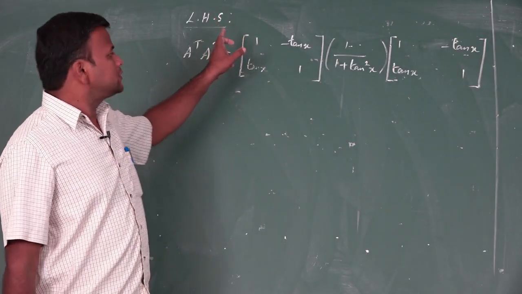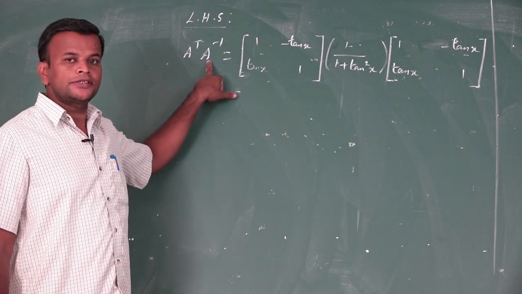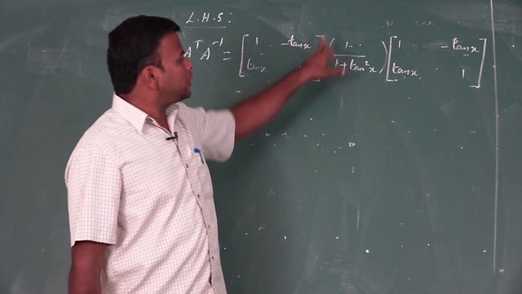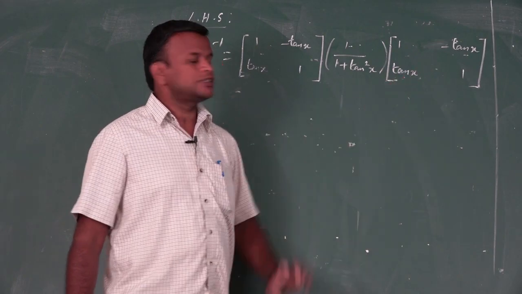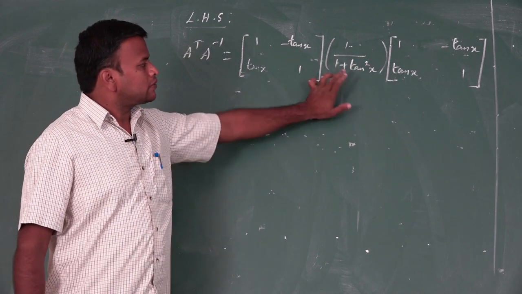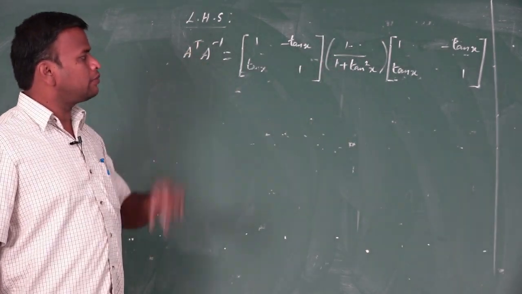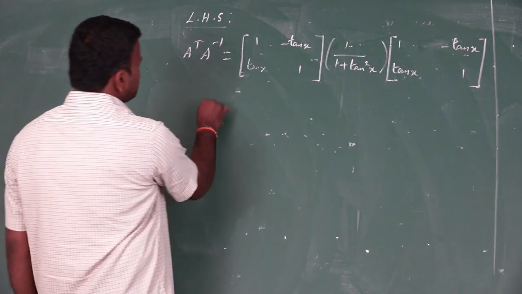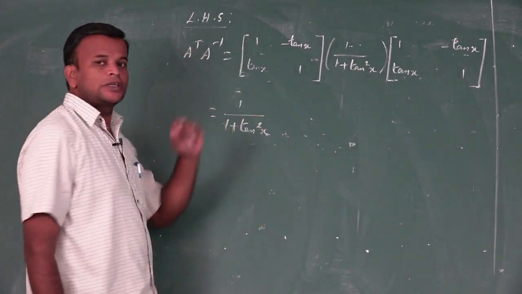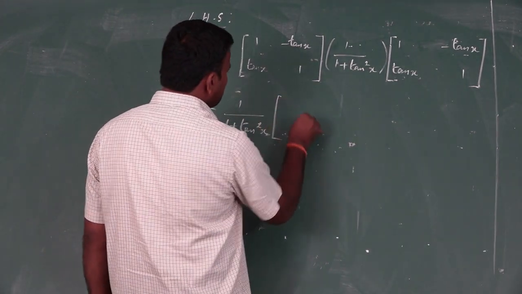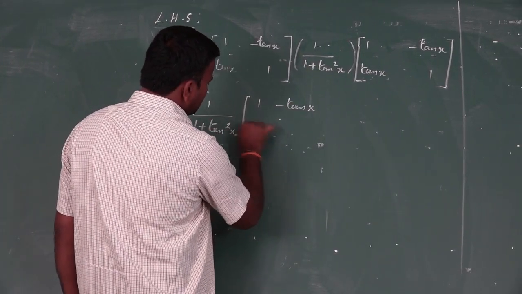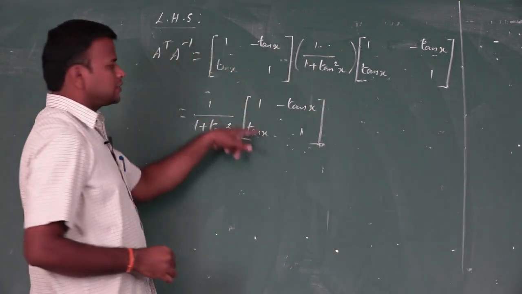Now the LHS. The LHS is A transpose into A inverse. It is the value of A transpose, and the A inverse value is 1 by 1 plus tan square x into 1, minus tan x and 1. Now we multiply these two matrices. In these two matrices, outside there is one scalar, 1 divided by 1 plus tan square x. So first we write this value, 1 divided by 1 plus tan square x. Next we write the matrix value 1, minus tan x, 1. That is this matrix.